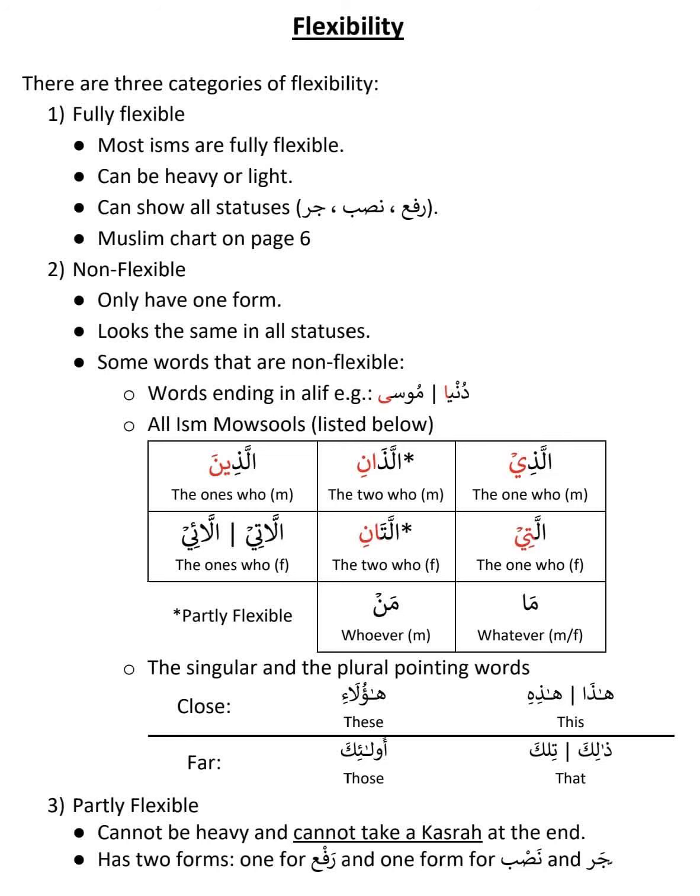This is the end of this lesson. Part B is just an additional note, but what you have to remember is simple, three things: fully flexible, non-flexible, and partly flexible. Fully flexible, remember the Muslim word: Muslimun, Musliman, Muslimin. Non-flexible, remember the Musa word: Rafa, Nasib, Jar, all are the same. And partly flexible, remember the word Yusuf: Yusufu, Yusufa, Yusufa. How to identify a partly flexible word, we will learn in part B.